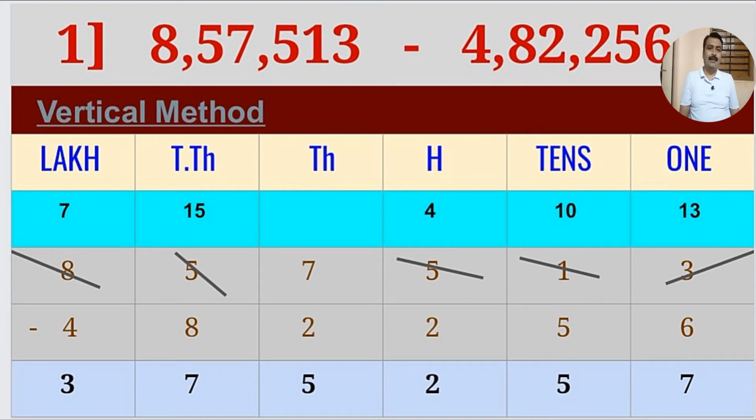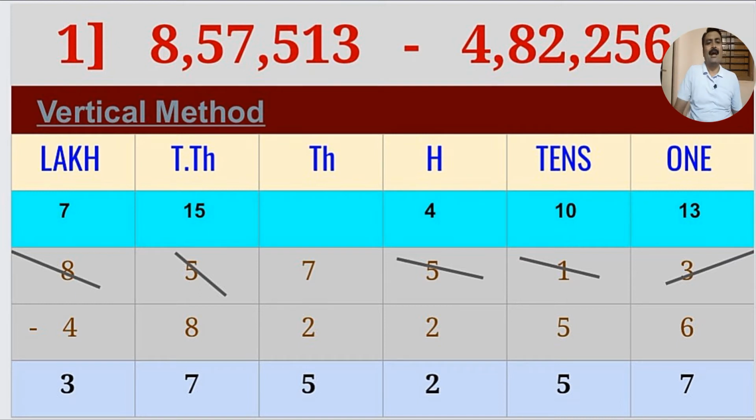After that, at hundreds place, when we take one carry from 5, instead of that 5, there is only 4 remaining. So from that 4, we have to subtract 2. So 4 minus 2, easy subtraction there. So you will get the answer as 2.